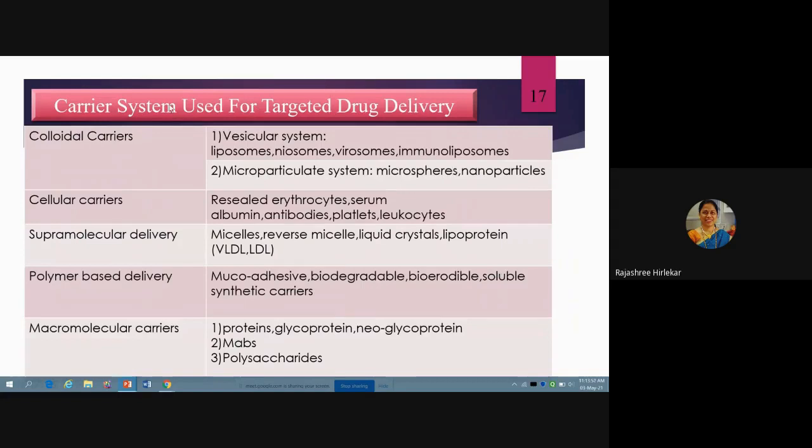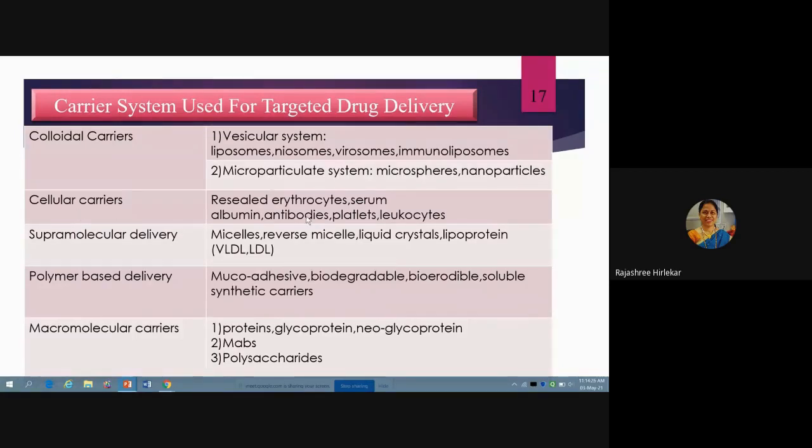Now we'll see what the various carrier systems used for targeted drug delivery are. First, colloidal carriers, for example vesicular systems like liposomes, niosomes, virosomes, and immunoliposomes. These are the vesicular systems. Then microparticulate systems, which can be your microspheres or nanoparticles. Vesicular systems have a particular shape and dimensions, which is not there in the case of particulate systems. These can be of any geometry.